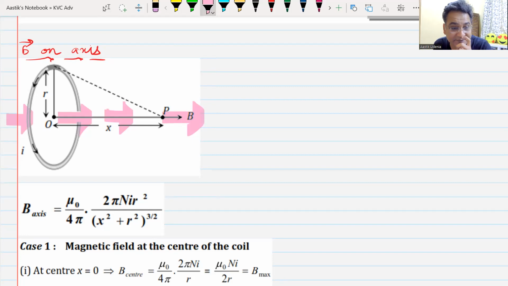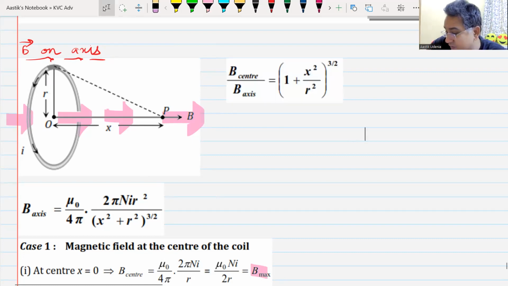Do we understand this? Yes, sir. At the center, the magnetic field is maximum. Now, I had given this formula to the students of 12th standard, and the same question came in one of the attempts: the ratio of magnetic field at the center to the axis. This is the ratio. You can write it in this form. Do we understand this? Yes, sir.